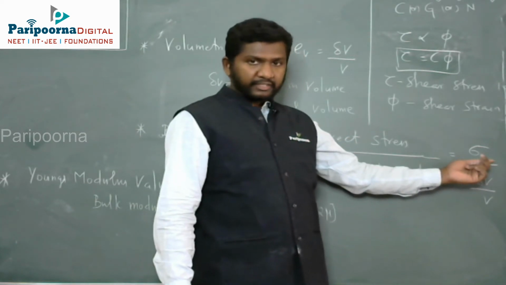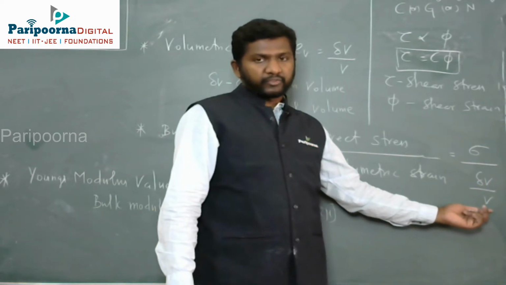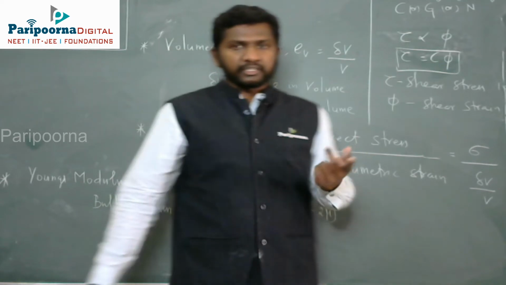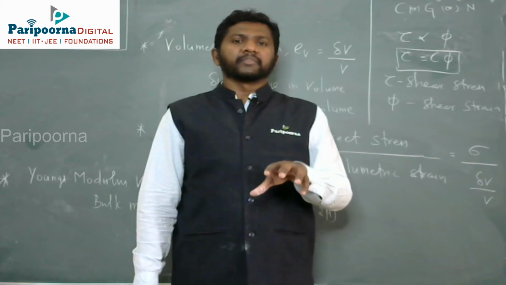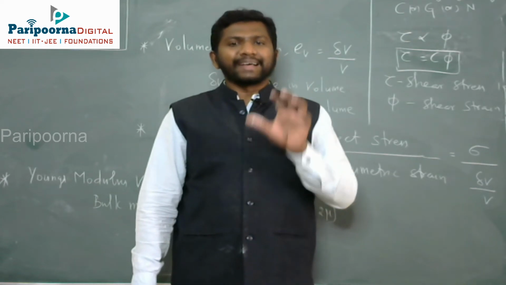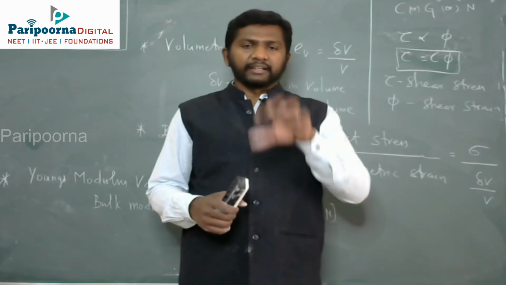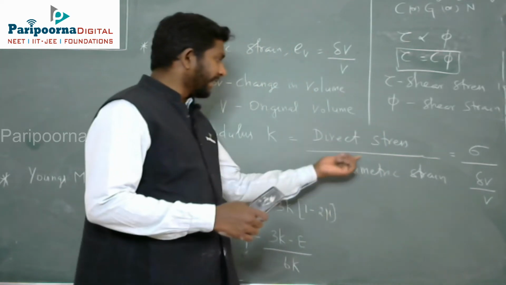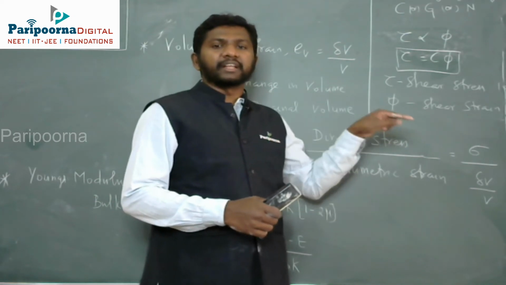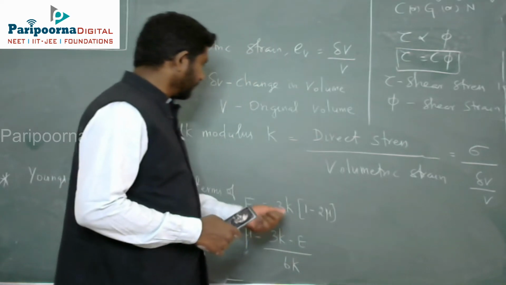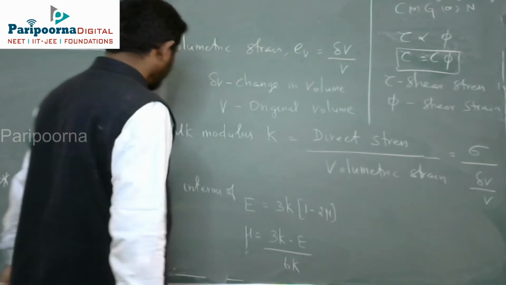The equation is direct stress, sigma, over volumetric strain, del V over V. By definition, bulk modulus applies when an external force is applied on the material, with three mutually perpendicular direct stresses acting on a 3-dimensional material. In that situation, the ratio of direct stress to the corresponding volumetric strain, for a given material within the elastic limit, is constant. That is nothing but bulk modulus. So using this relation, you can calculate the bulk modulus value.